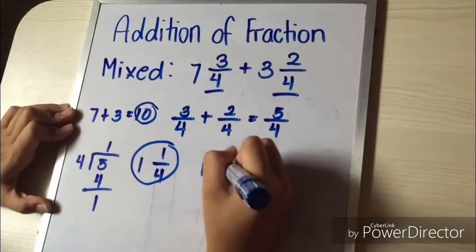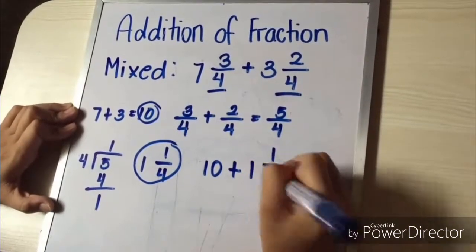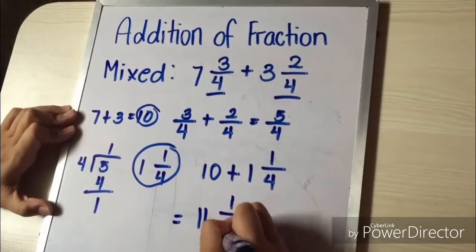Then we will just add the whole number. 10 plus 1 and 1/4 equals 11 and 1/4.